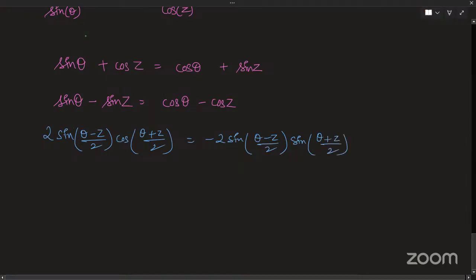Right? Correct? So you can see this 2 will get cancelled and this sine of theta by 2 will also get cancelled. So what will you be left with? You will be left with minus 1 is equal to tan of (theta plus z) by 2.